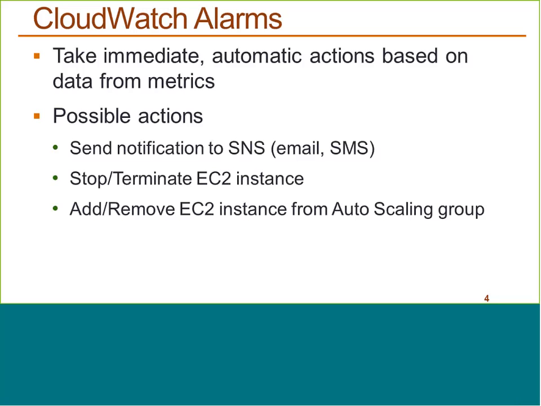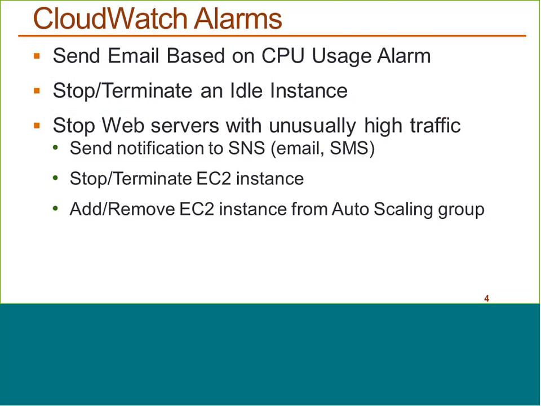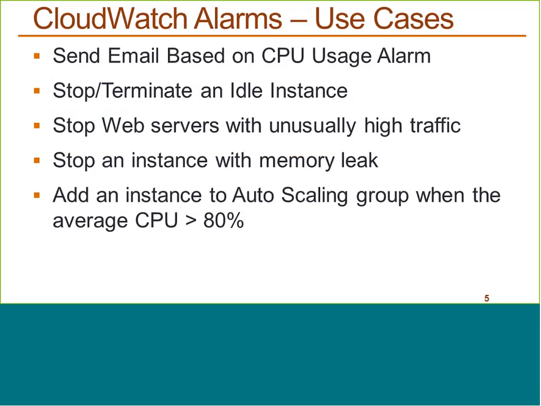We will see an example of creating an alarm, but some of the use cases are sending an email to the administrator based on very high CPU usage, then stopping or terminating an idle instance. This can be done directly inside AWS. If AWS finds that an instance is under 5% usage, you can have an alarm that automatically terminates it. Stopping web servers with unusually high traffic, because many times unusually high traffic could mean some kind of attack on the web server, so in that case you may want to stop it. Stopping an instance with a memory leak, although I have to check because I'm not sure if memory usage is supported by CloudWatch.